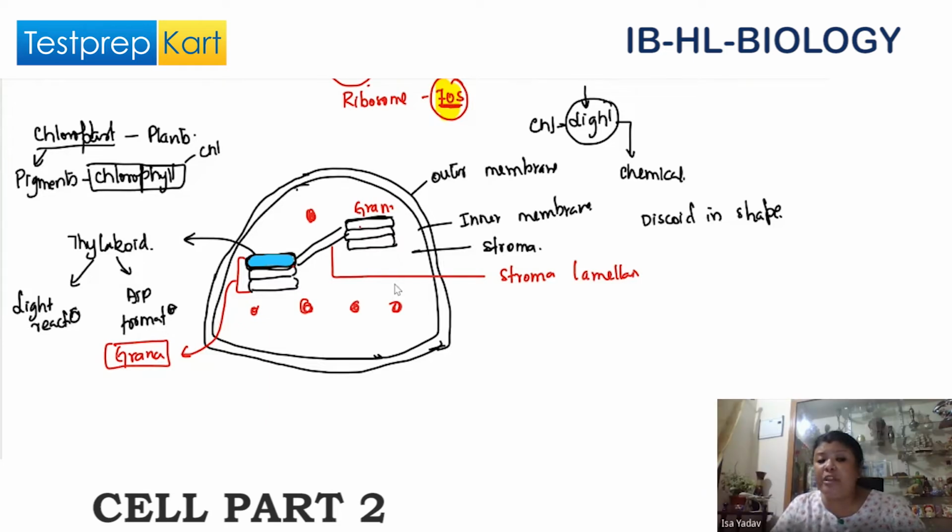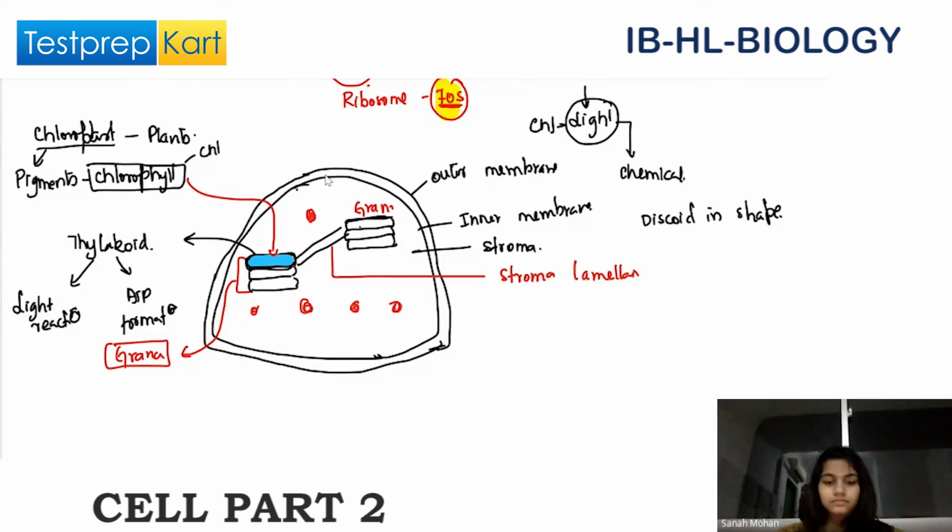Where is the chlorophyll present? Chlorophyll will be present inside the thylakoid. And the function of the chlorophyll molecule is to convert the light energy into chemical energy during the process of photosynthesis.